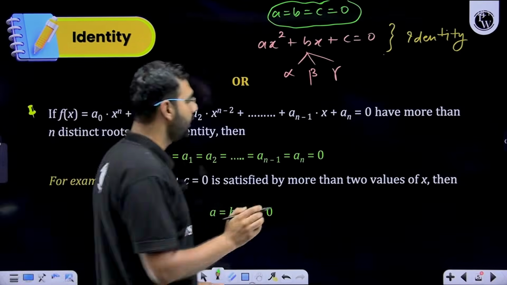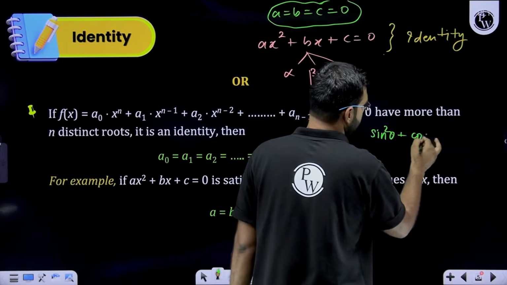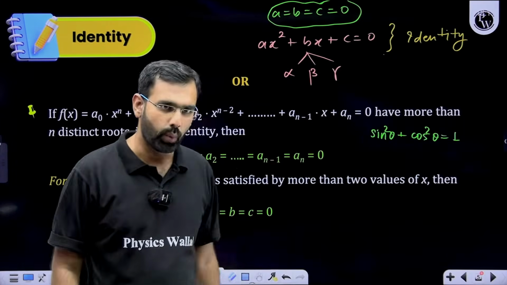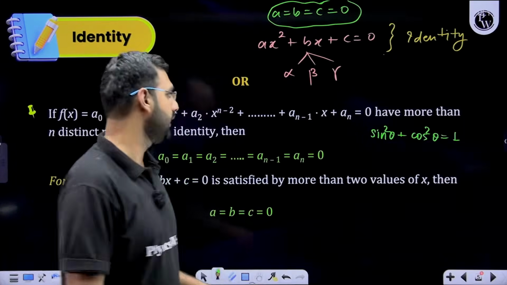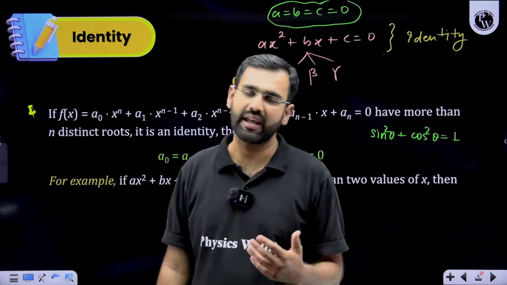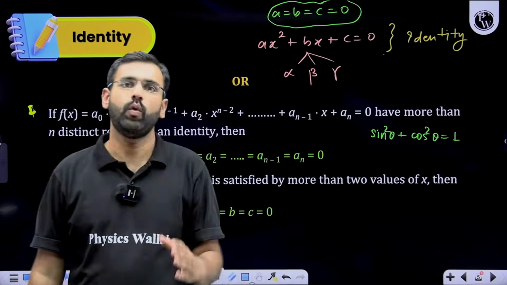In simple words, if we have sine squared theta plus cos squared theta, remember this, even this is also an identity. This is not an equation where theta has a solution. Let's say you say, sir, when I put theta as 30 degrees, it gives you 1. No, it will give you 1 for any real value of theta. You try any real value of theta, it will always give you 1.